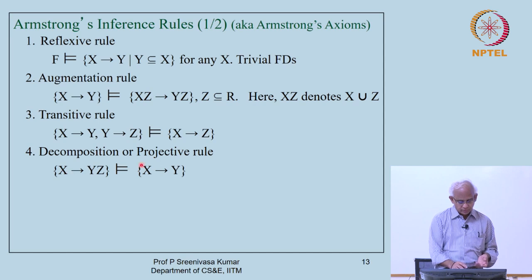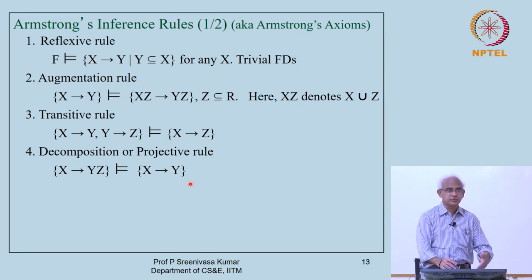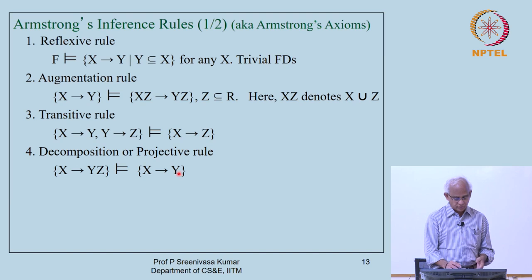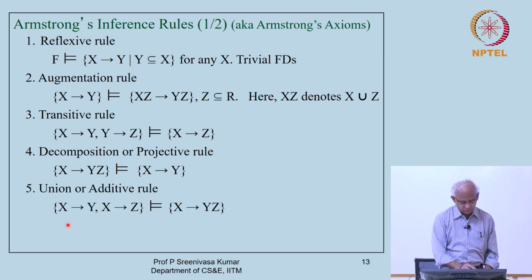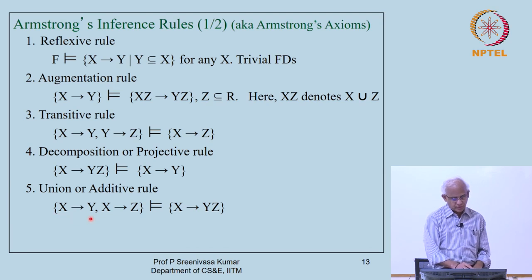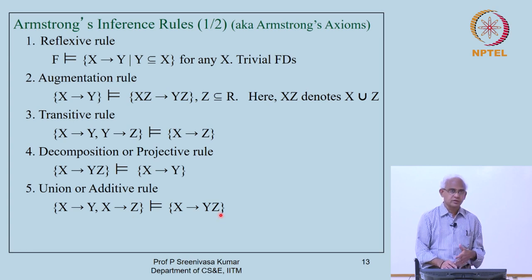Okay. So, this is called the decomposition rule, which basically allows us to drop some attributes on the right hand side and then derive new functional dependencies from the given functional dependency. Now, the reverse of this is what is called the union rule. If you are able to do that, then obviously we can do this. So, if x determines y holds and x determines z holds, then we might as well combine that together and write that x determines yz.